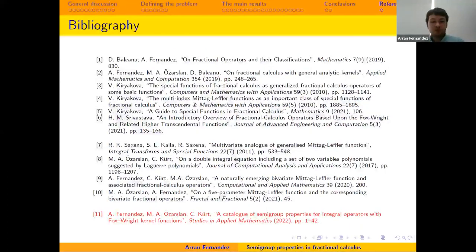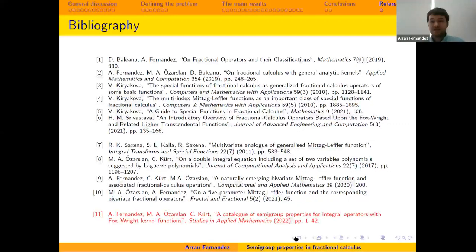There are so many relevant references here. I wanted to fit them all on one slide, so I cut them down. The red one at the bottom is our paper that this talk is based on. It has already appeared online, and doesn't have a volume number yet, in Studies in Applied Mathematics.